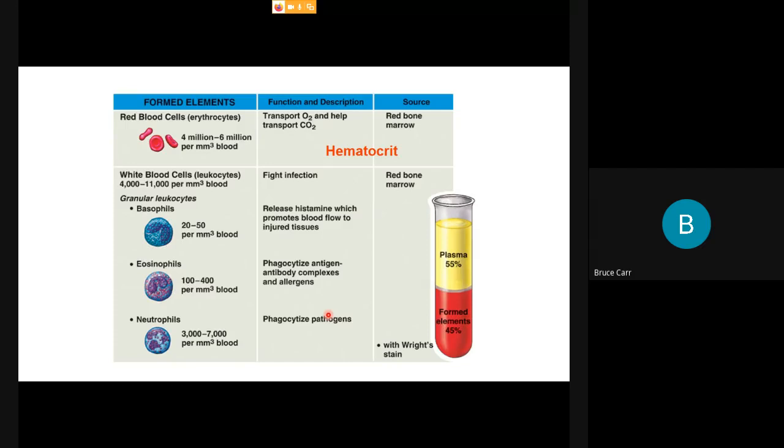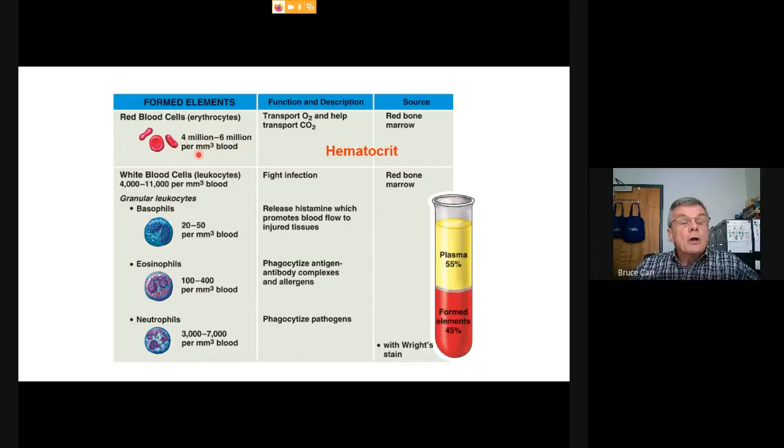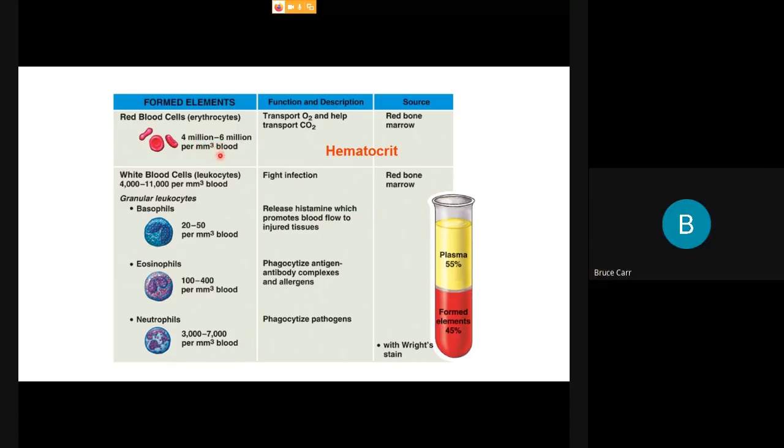Let's take a look at the basic components of the blood, starting here with red blood cells. They're very numerous. Every cubic millimeter contains 4 to 6 million of them. They are relatively tiny. Their job, transport oxygen. They help somewhat in CO2. And their source, as in all blood cells, is the red bone marrow.